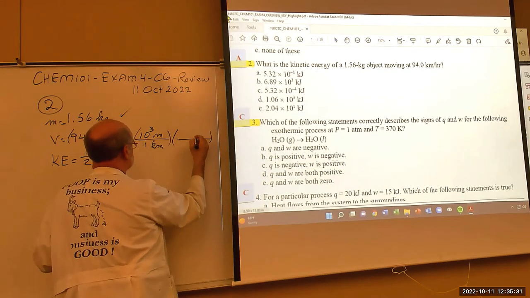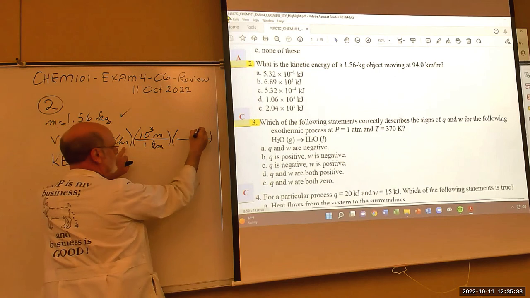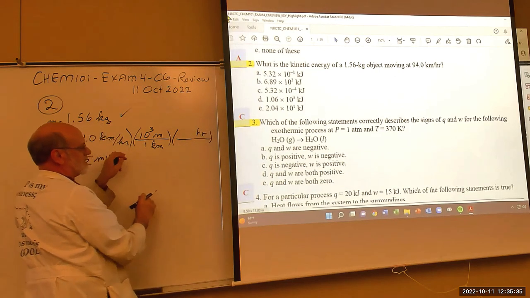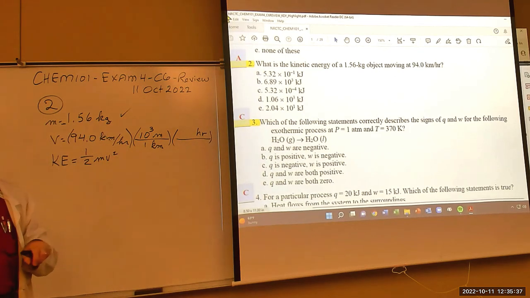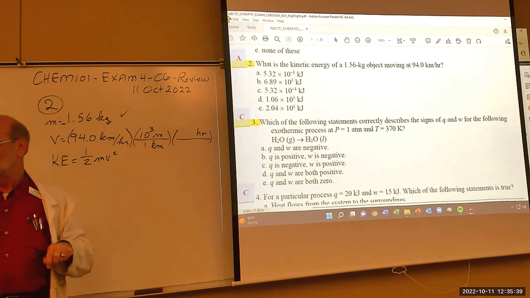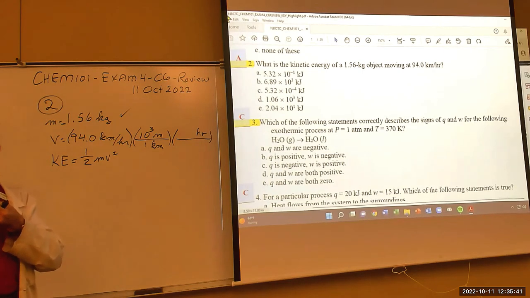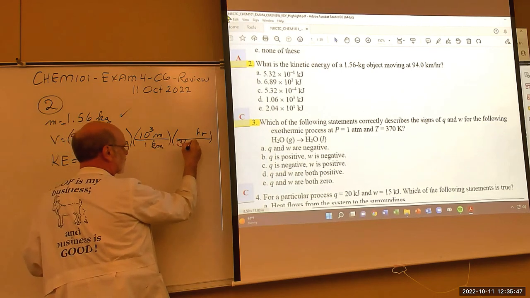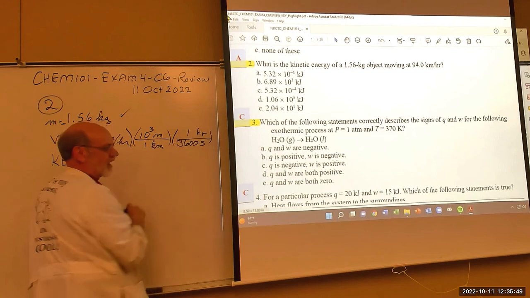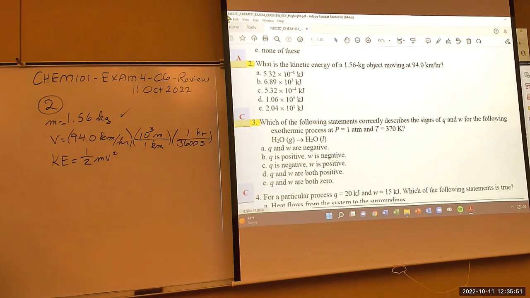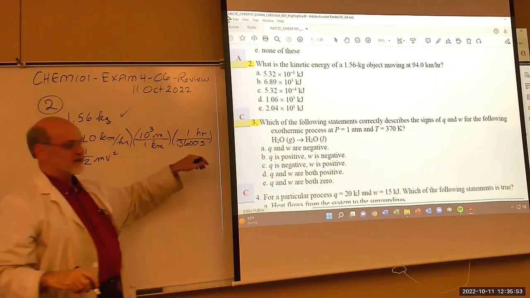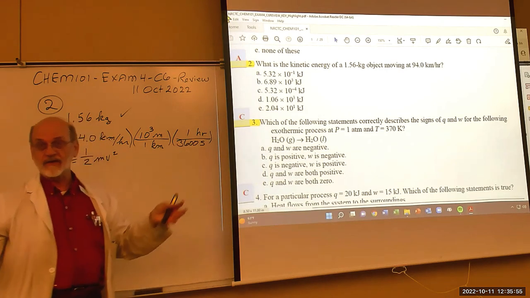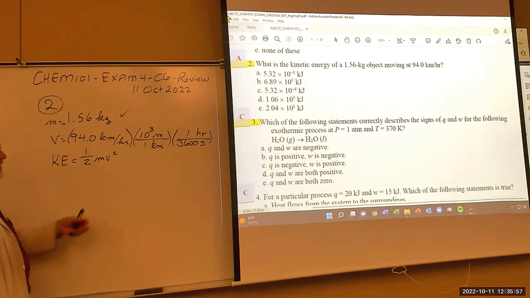Now let's do hours. Hours is on the bottom here, so it has to be on the top there. How many seconds in an hour? 60 seconds in a minute, 60 minutes in an hour, 60 times 60 is 3,600 seconds in an hour. You can do both of them if you want. You can chain them together and it still works. I just didn't have enough room.